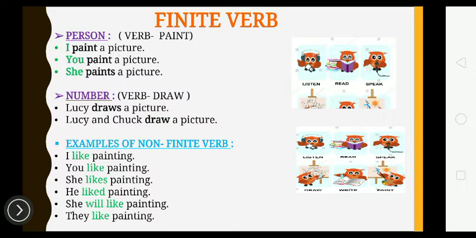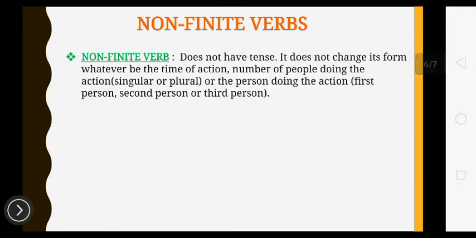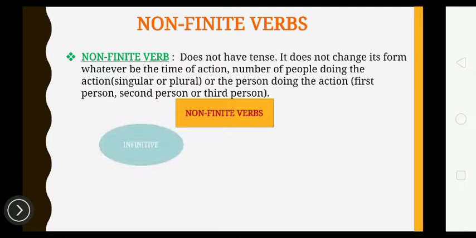So this we call non-finite verb. Now in this example it will be clear that non-finite verb does not have tense. It does not change its form, whatever be the time of action, number of people doing the action, or person doing the action. It means that tense, number and person don't play any role in this. Now what are non-finite verbs? In a very brief manner we will be talking about them, so that you will be aware of these things.